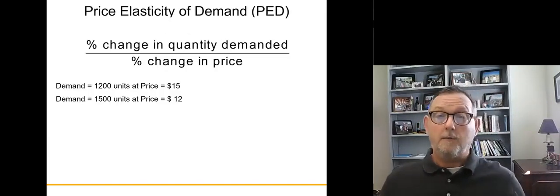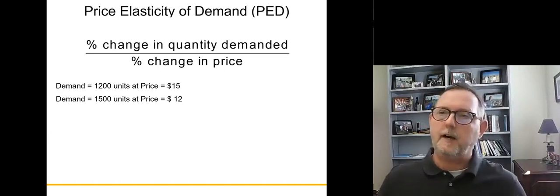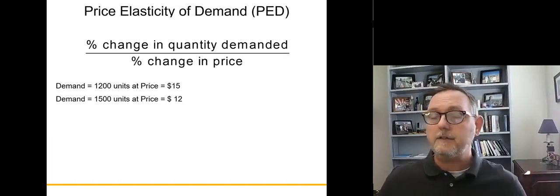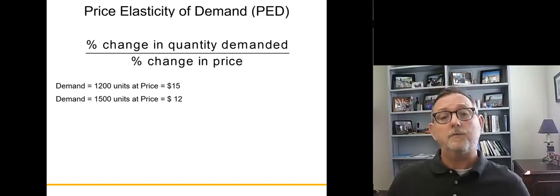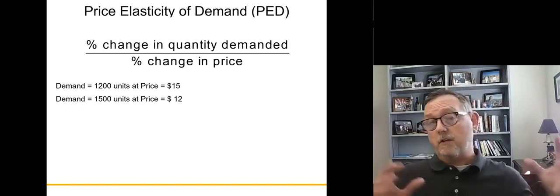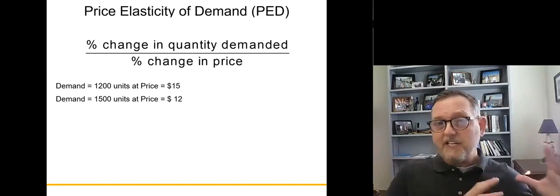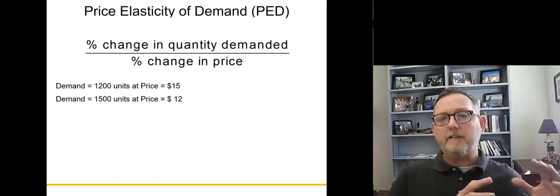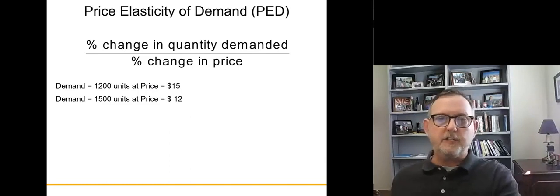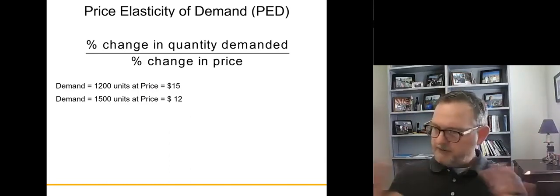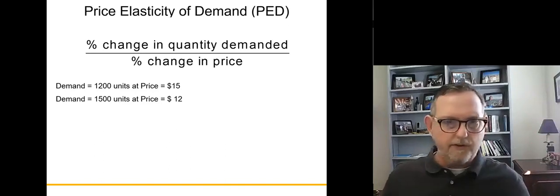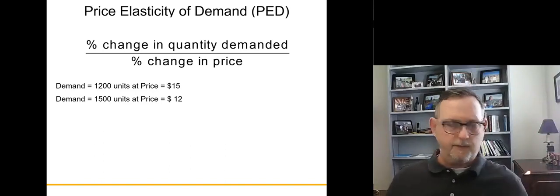So how do we calculate this? There's a couple different ways to do it. This is probably the easiest way conceptually. What we do is we calculate two things: the percent change in quantity demanded, and then the percent change in price, and then divide them together. Okay, so some examples we'll just walk through, and then that'll kind of be enough.